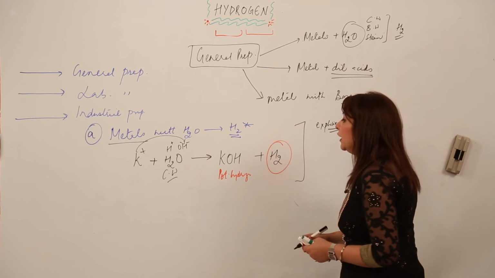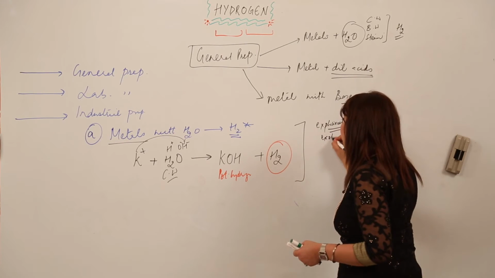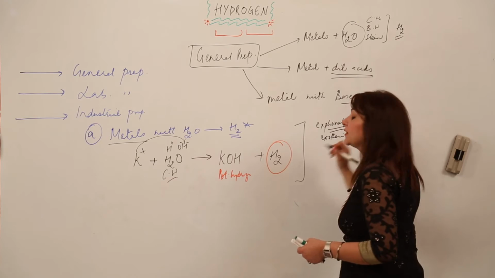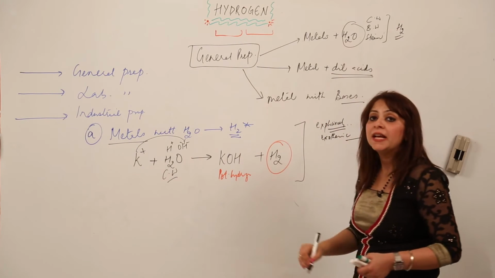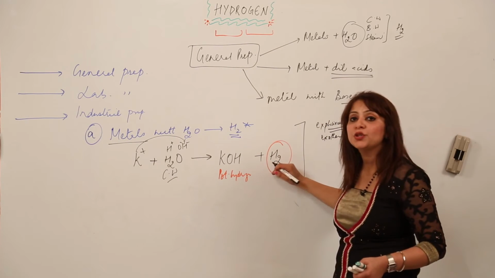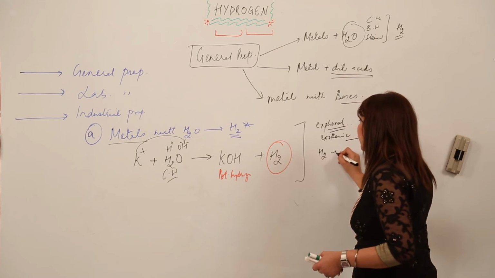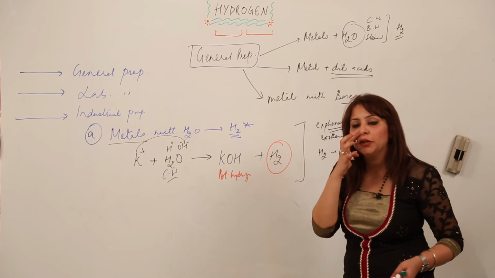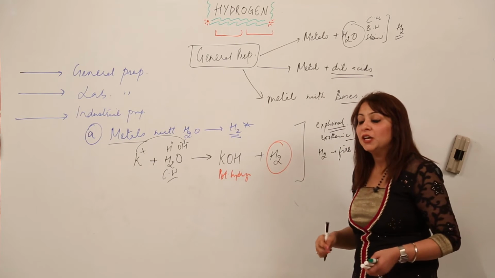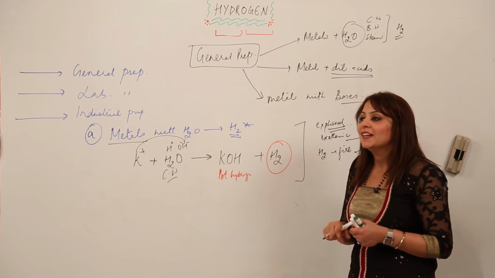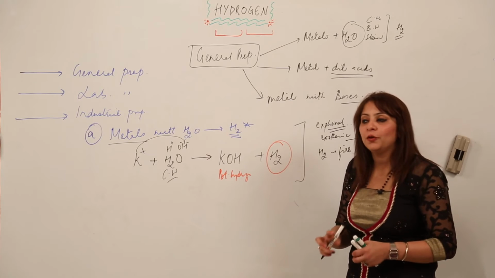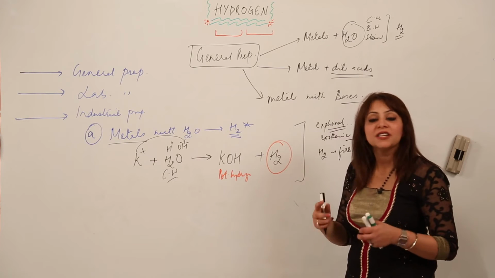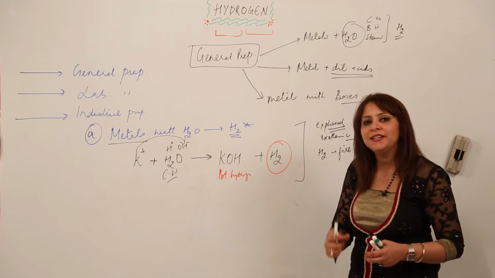Right? That means the reaction is so exothermic, so much heat is liberated, that it leads to an explosion. The hydrogen which is liberated catches fire. So it cannot serve as a good method for the preparation of H2, right? Because we need H2, we don't want the hydrogen to burn in air or produce a flame or something like that. We just need pure hydrogen.